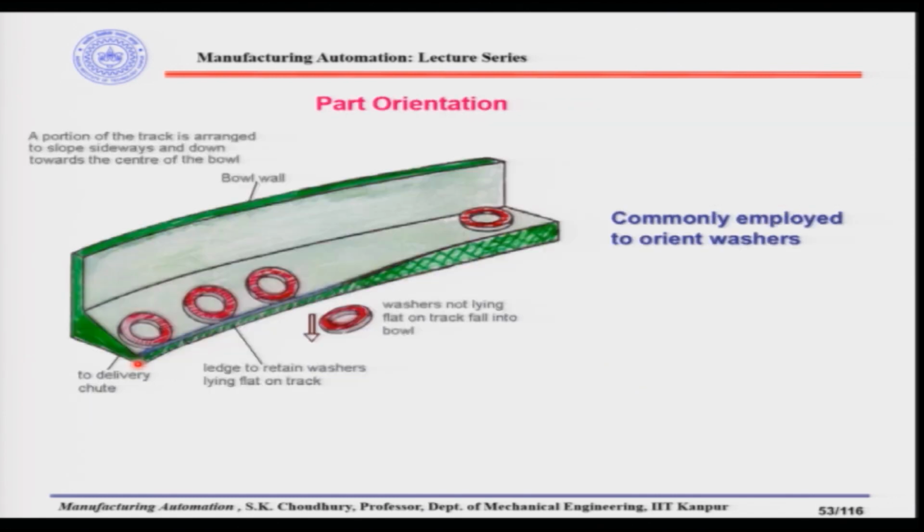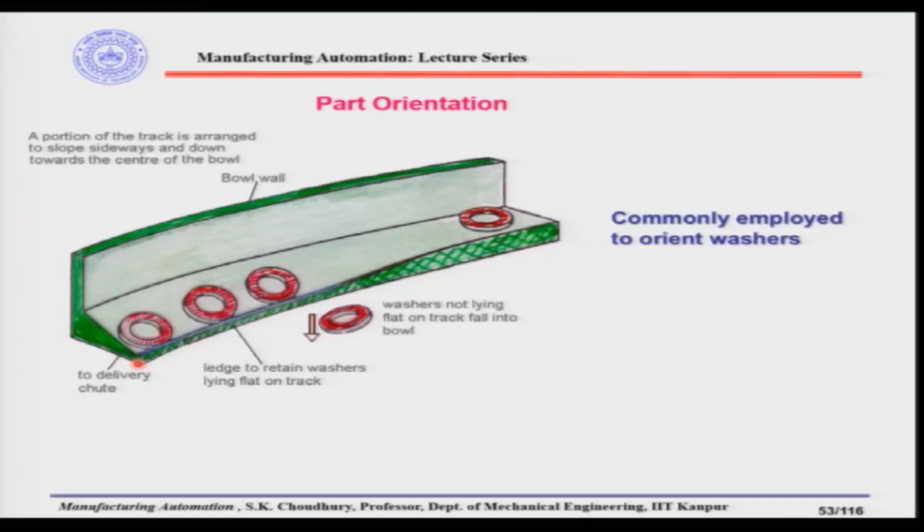Well, next is another part orienting device. I am going to give you some examples which are used for different kinds of parts, when the part shapes are very different. For example, here is an example of an orienting device which we are using for such kinds of parts, which are washers.